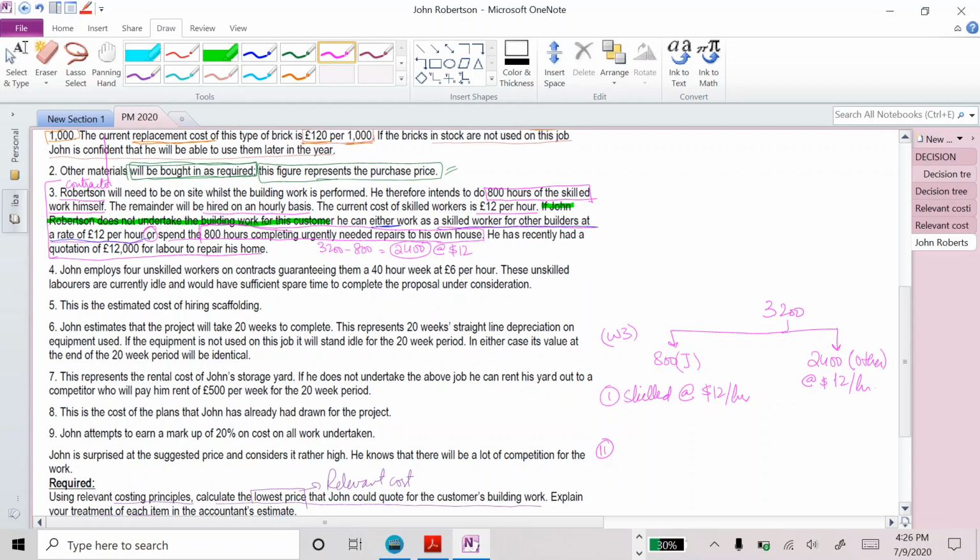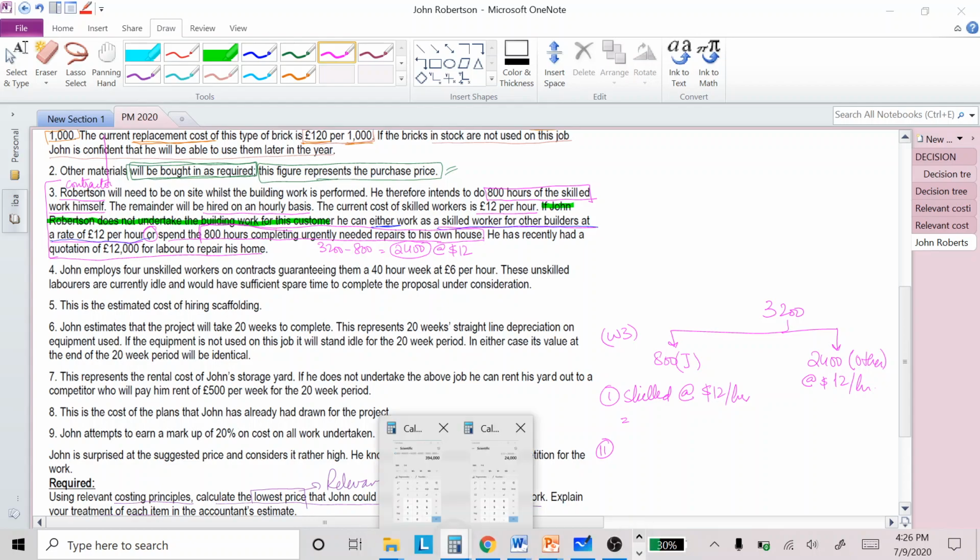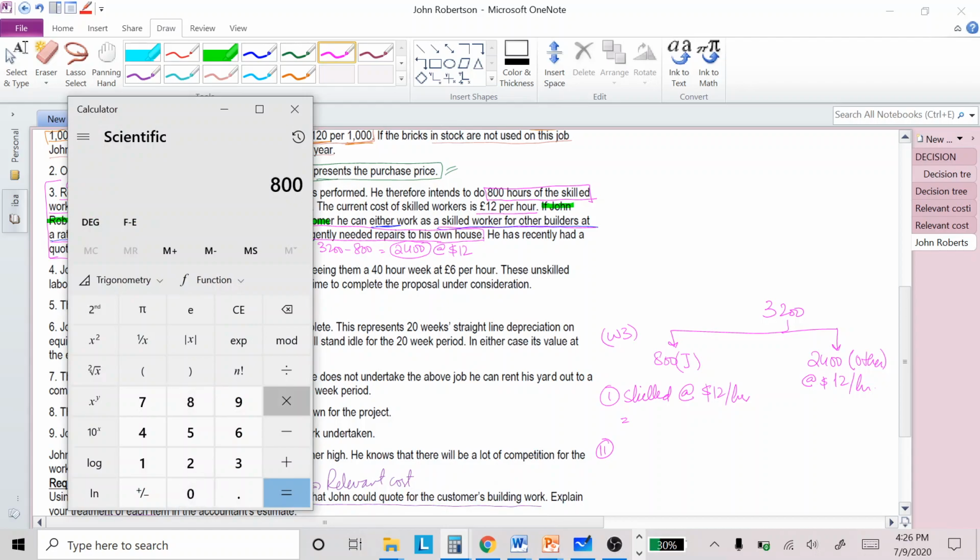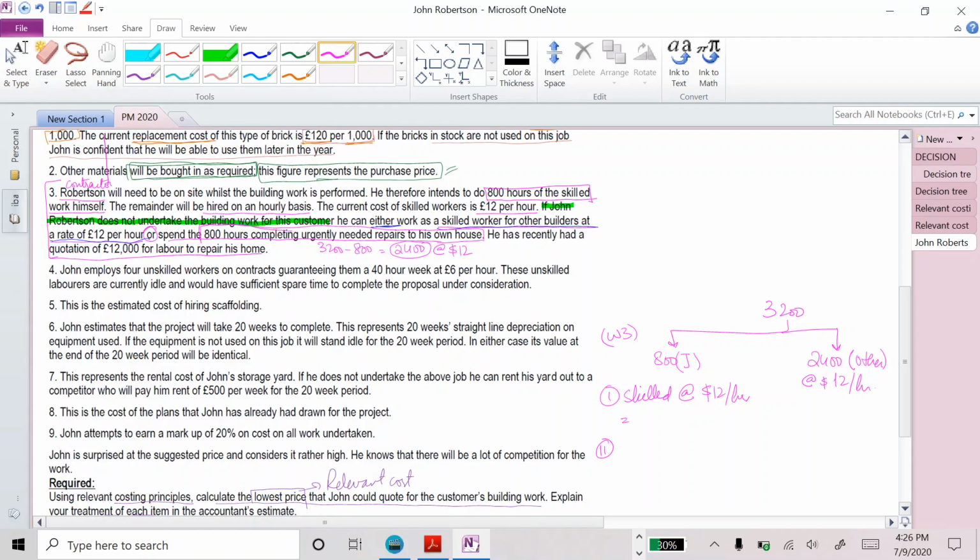So the second option is that in the absence of this project, there are two options open to John. First option is to work 800 hours for someone else and earn $12 per hour. That makes, just a second, 800 times 12 is 9,600. He can earn $9,600, or he can save $12,000 by working at home.